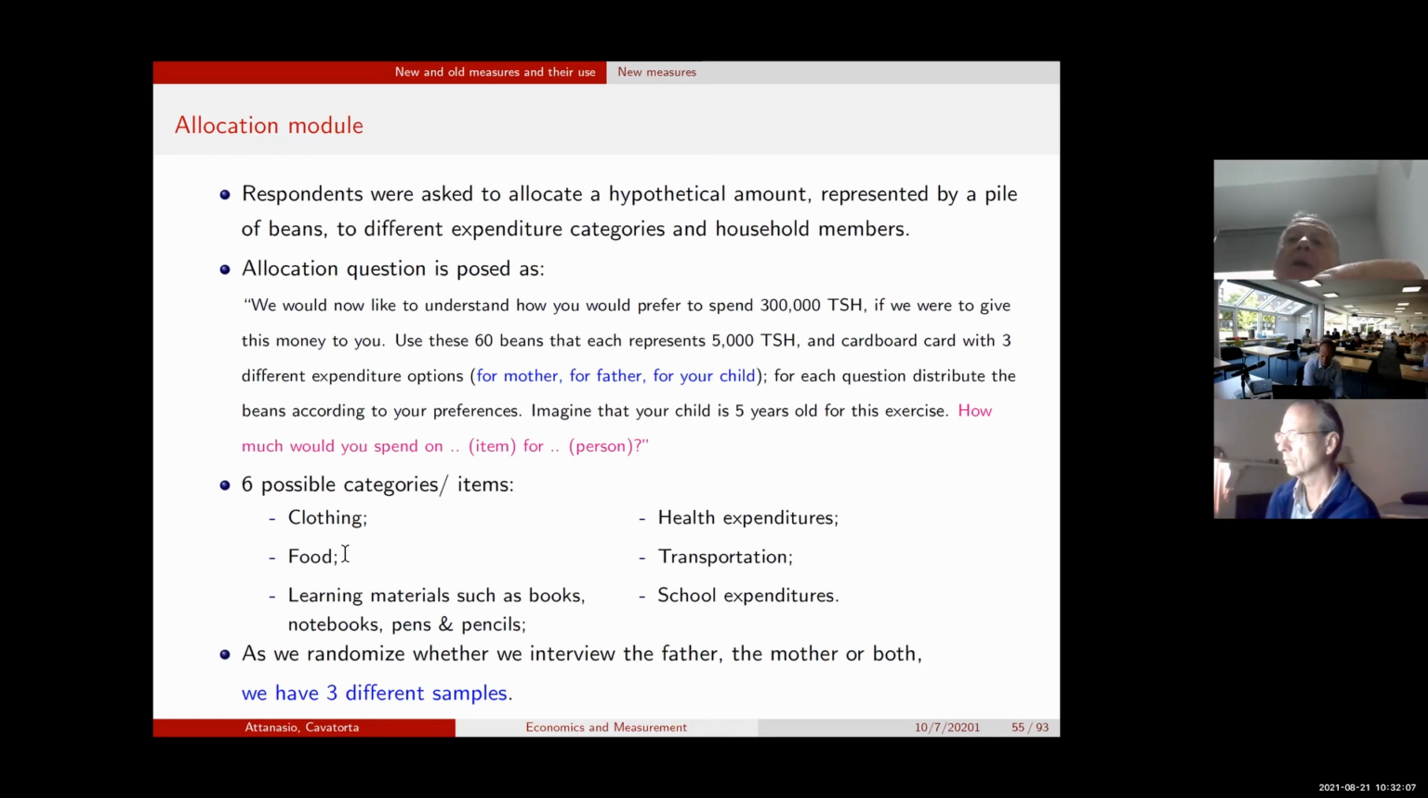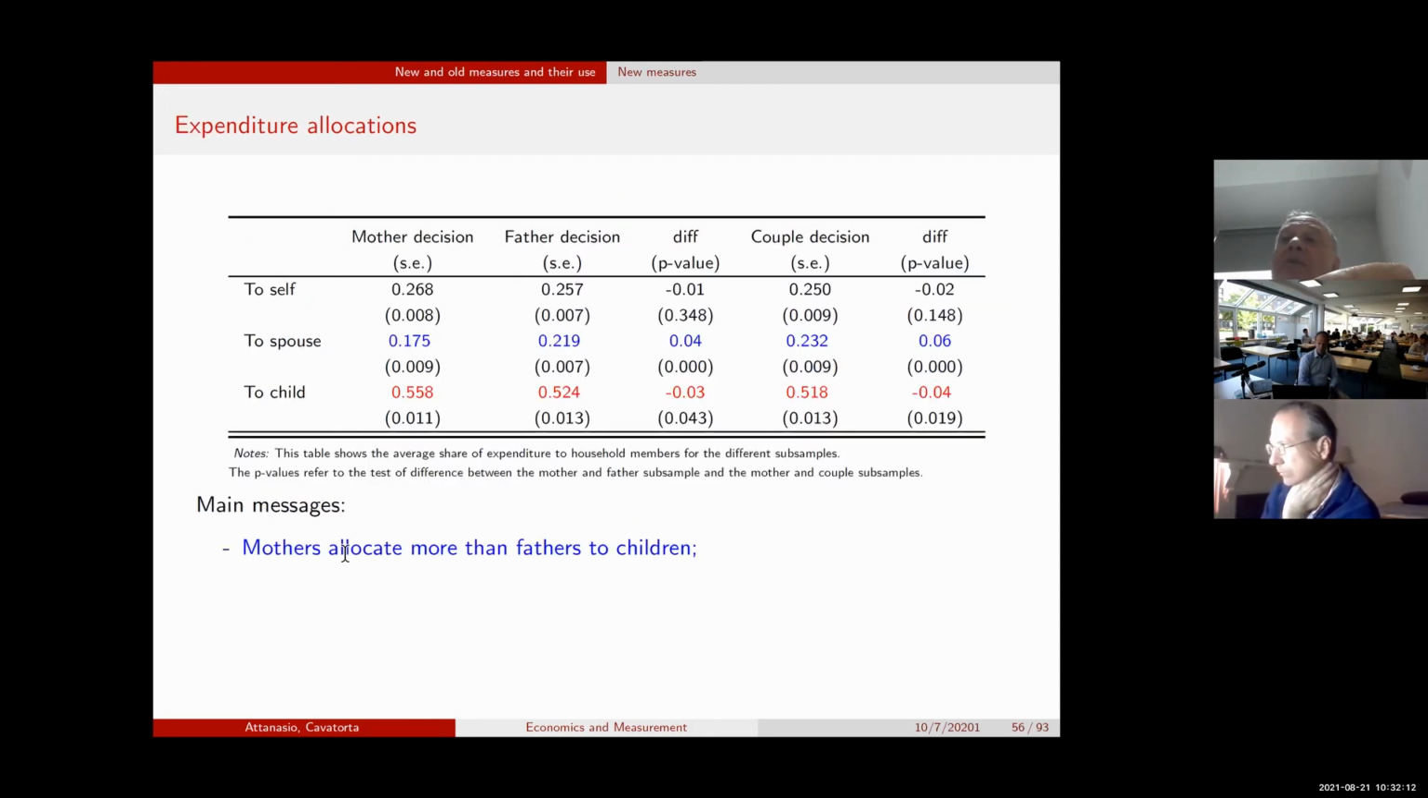And as before, these questions are answered either by the father, the mother, or both together. So we have 3 different samples. So we can test the difference in tastes across husbands and wives. And we find that when the mother is the decision maker, she allocates more. So these are the totals to the child, the spouse, themselves. The mothers allocate more resources to children than fathers. So this is significant.